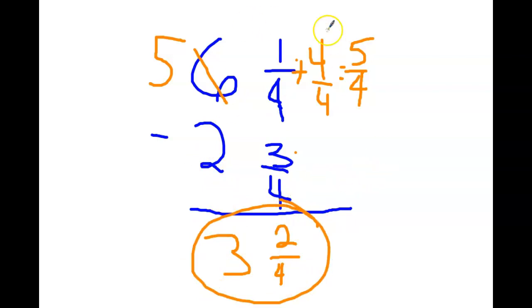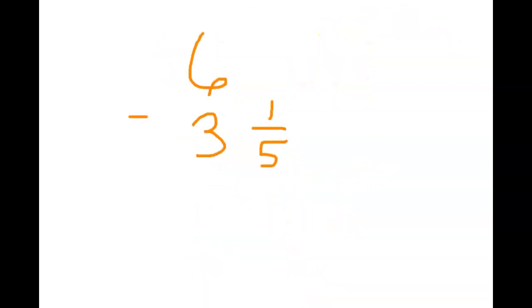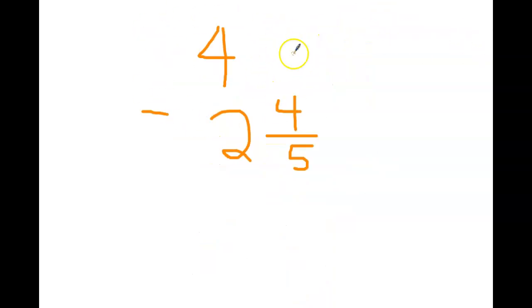Now, I think we got this covered. Now, what if we have a situation where there's nothing here, right? So we're doing 4 minus 2 and 4/5. You do not just subtract regularly. If there's nothing up here, guess what? We got to make something there, right? So what we're going to do is we're still going to borrow from a whole. So we're going to take a whole and put a whole here. So I'm going to take a whole away. If I take a whole away, I'll get 3.